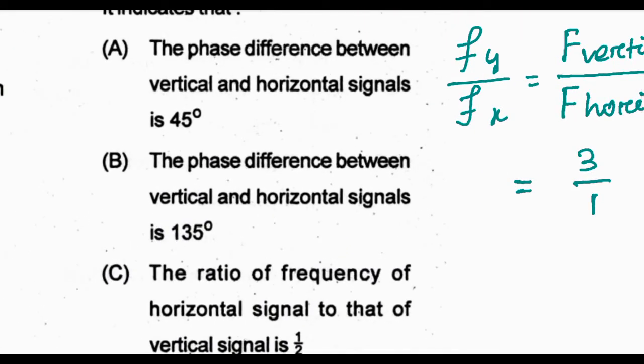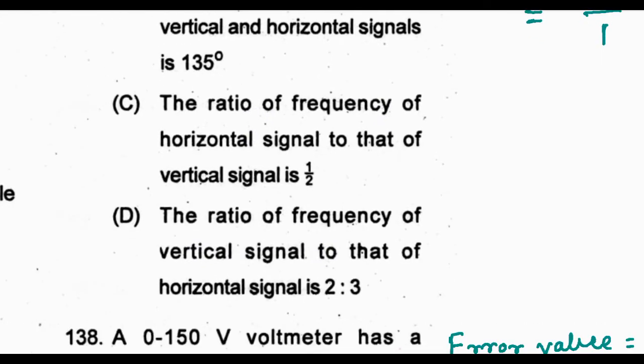First statement, option A: the phase difference between vertical and horizontal signal is 45 degrees. Option B: the phase difference between vertical and horizontal signals is 135 degrees. Option C: the ratio of frequency of horizontal signal to that of vertical signal is half. Option D: the ratio of frequency of vertical signal to that of horizontal signal is 2:3. So what is the answer here?